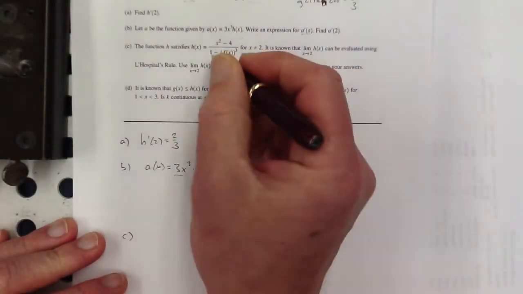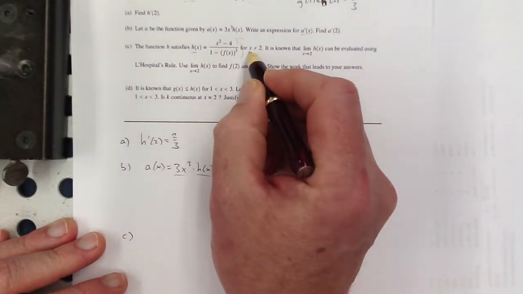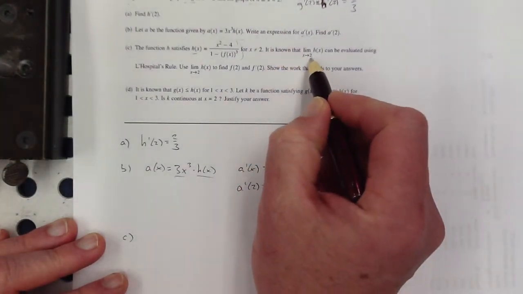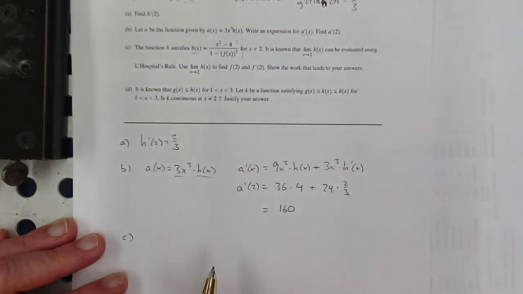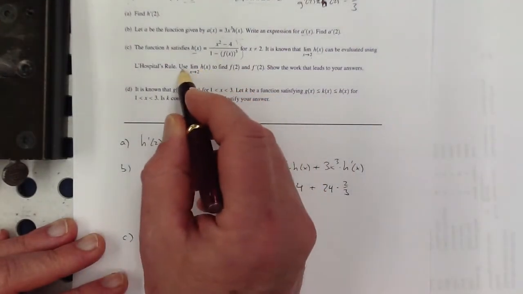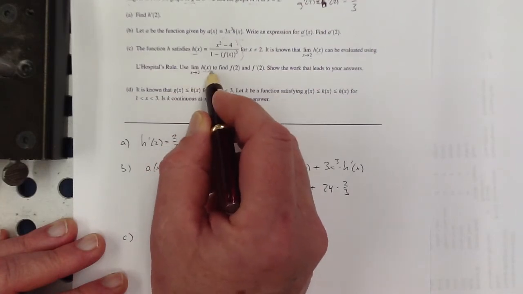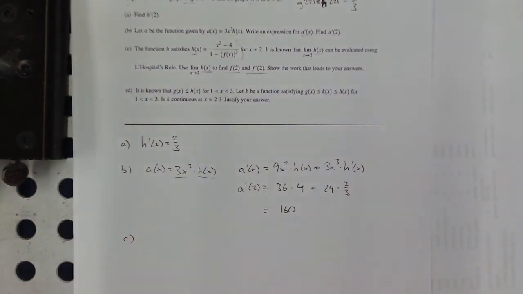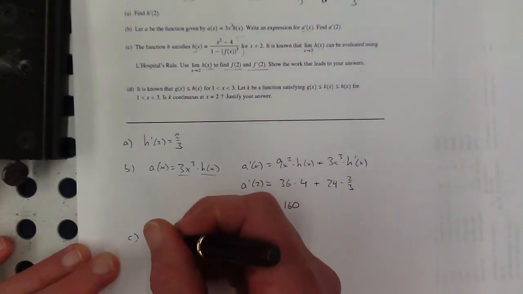Function h satisfies h of x is equal to this for x values not equal to 2. It's known that the limit as x approaches 2 of h of x can be evaluated using L'Hopital's rule. So they want us to use the limit as x approaches 2 of this to find f of 2 and f prime of 2. Okay, let's see if we can do that. So they want us to do L'Hopital's rule.